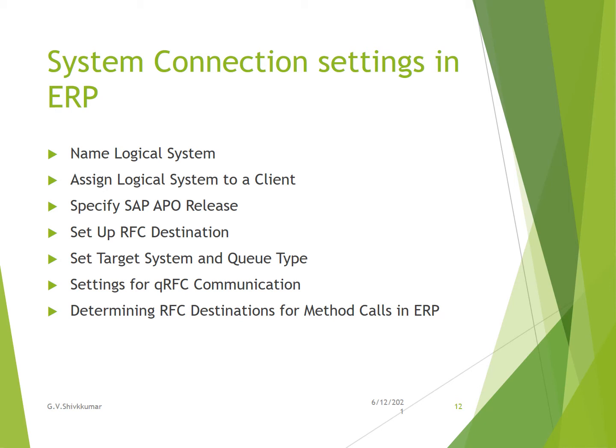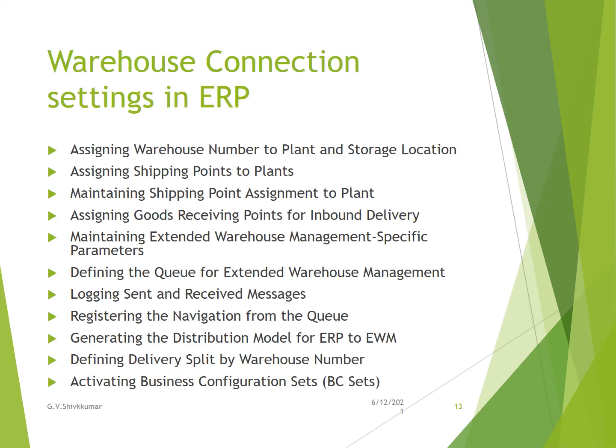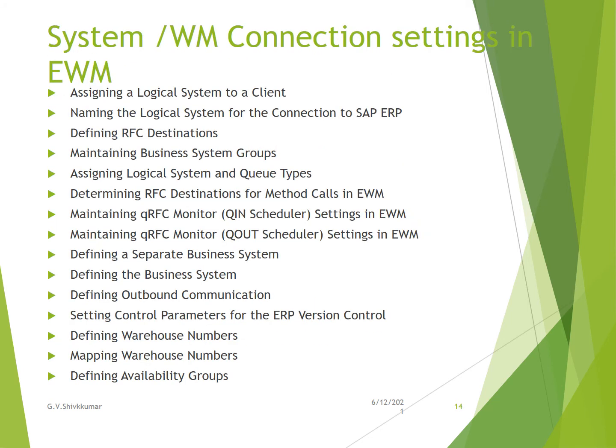Then setting the target system and queue type, setting up the QRFC communication. QRFC is nothing but we have SMQ1, SMQ2 queues. The above settings are very important, and determining the RFC destination for method calls in RFC, and also the timing of the queues can be determined. Actually, we have a lot of settings related to queues in ECC, and now in EWM. So from the EWM system, what are the settings required?